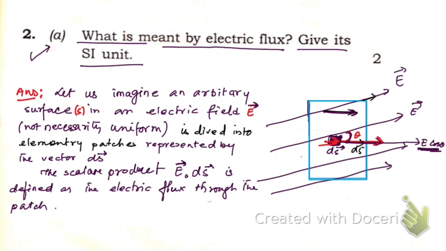And if you want to find the flux through the entire surface of surface area S, then it is given by the flux through the entire surface.